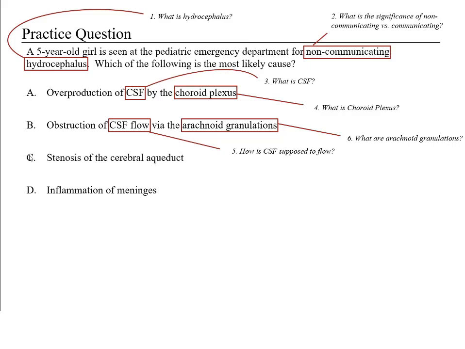For this choice, answer C, stenosis of the cerebral aqueduct. Well, what's the cerebral aqueduct? And then answer D, inflammation of the meninges. Well, what are the meninges? So we're going to answer all of these questions, and by the end of this lecture, you'll be able to get the correct answer to this practice question. So let's start with the meninges, this question number 8.